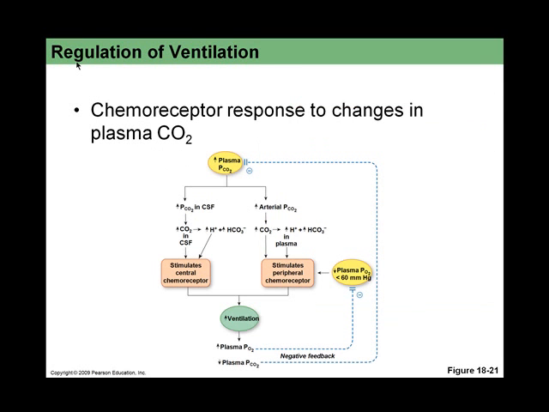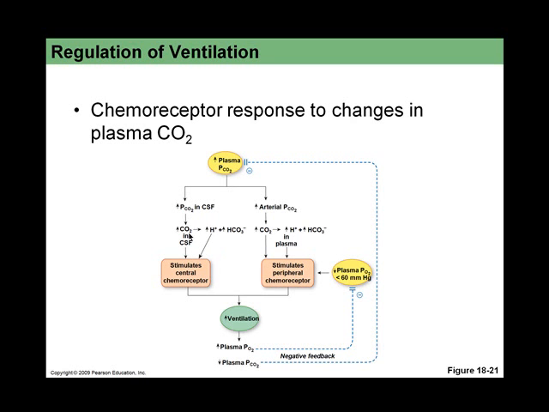So the chemoreceptor response to changes in the plasma carbon dioxide are what we can consider in this slide. Let's think of a perturbation of the system. We increase the plasma CO2, and that will lead to an increase in PCO2 in the CSF, as we saw, an increase in the dissolved carbon dioxide in the CSF. The carbonic anhydrase will increase the hydrogen ion concentration.